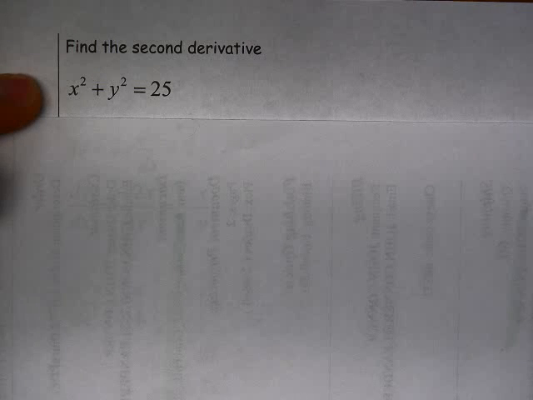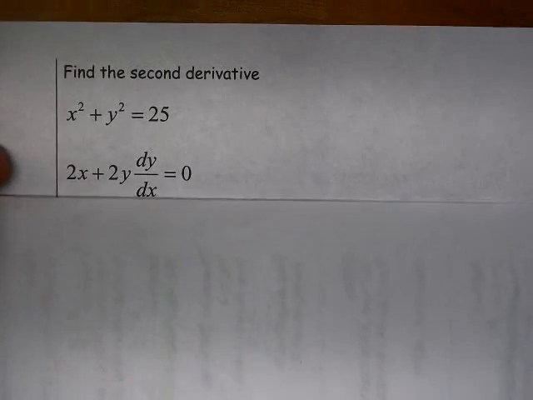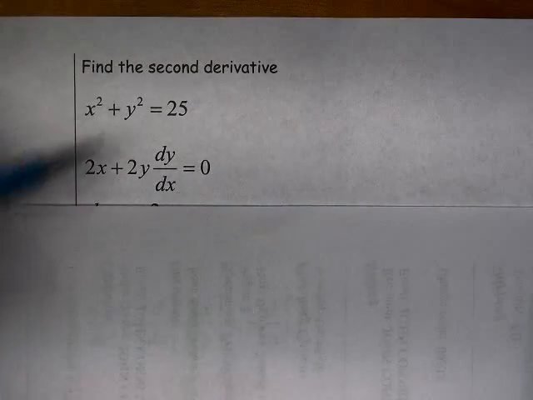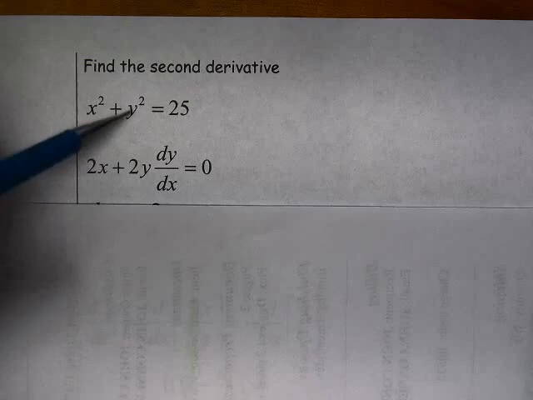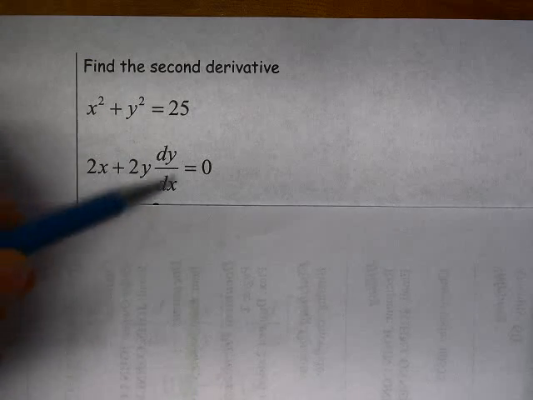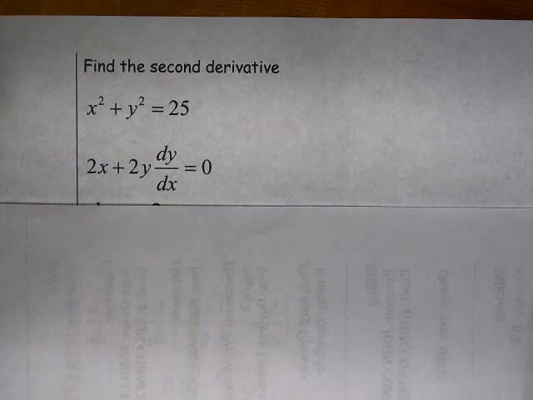x squared plus y squared equals 25. So the first derivative is not too bad. Derivative of x squared is 2x. Derivative of y squared is 2y dy/dx. And the derivative of 25 is 0.